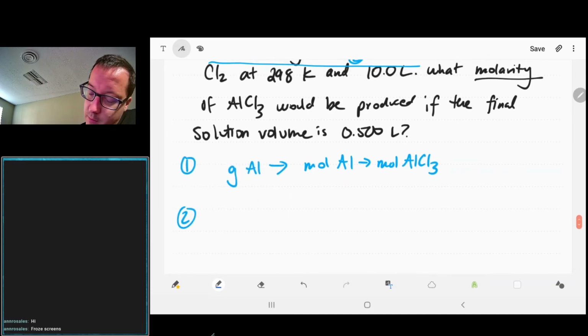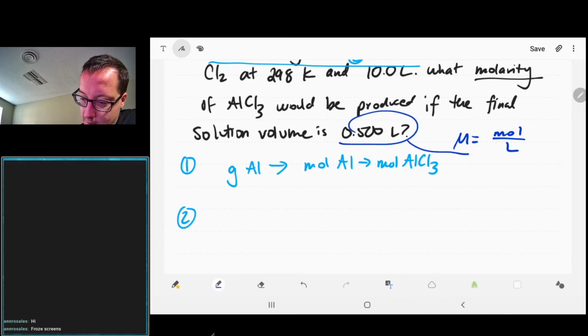The reason that we're going to stop at moles, remember that molarity equals moles per liter. So we have our 0.5 liters here. So we just need to get the moles first, and then we can just divide those once we figured out the moles.